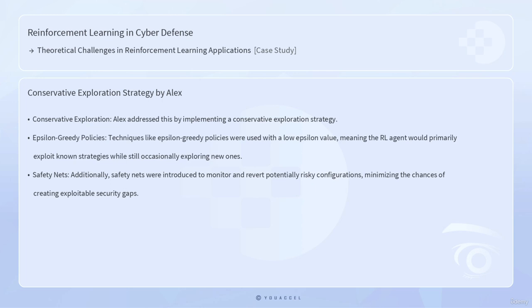Alex addressed this by implementing a conservative exploration strategy. Techniques like epsilon greedy policies were used with a low epsilon value, meaning the RL agent would primarily exploit known strategies while still occasionally exploring new ones. Additionally, safety nets were introduced to monitor and revert potentially risky configurations, minimizing the chances of creating exploitable security gaps.